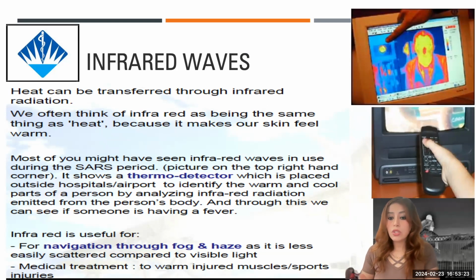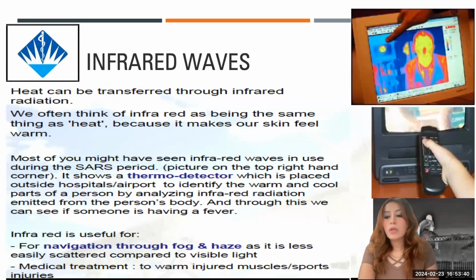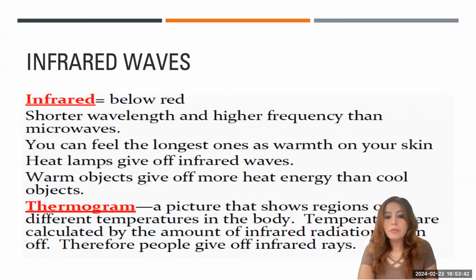Infrared is useful for navigation through fog and haze as it is less easily scattered compared to visible light. Also, it has some medical treatment uses, to warm injured muscles and sports injuries. Yes, the upper figure actually shows us the thermogram, a picture that shows regions of different temperatures in the body. Temperatures are calculated by the amount of infrared radiation given off. Therefore, people give off infrared rays.